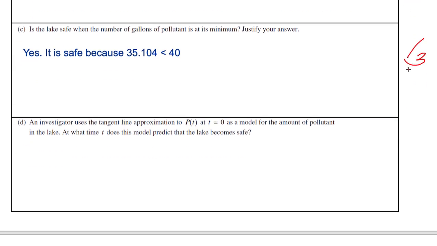All right, part D. An investigator, oh gosh, those guys scare me, is coming in, and he is using a tangent line approximation, because this guy doesn't know calculus. He can only go back to lines.